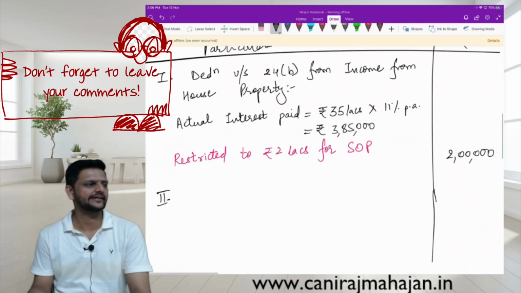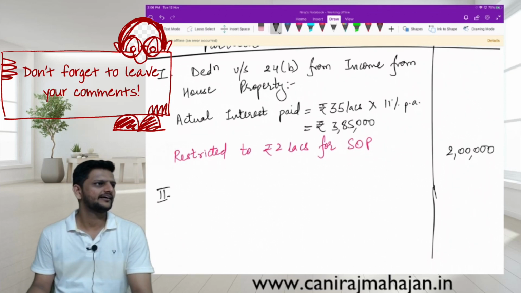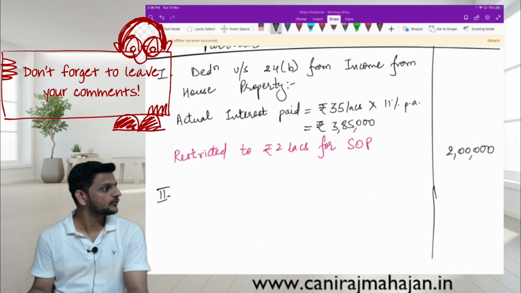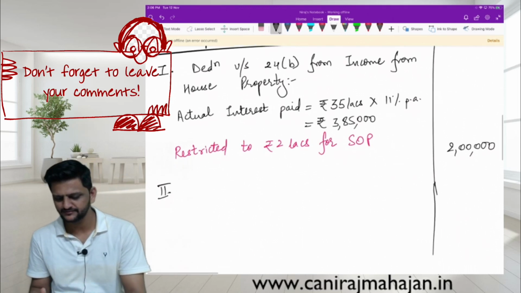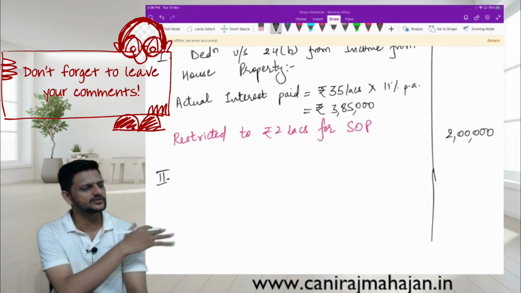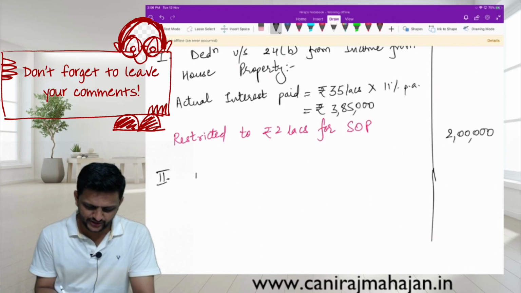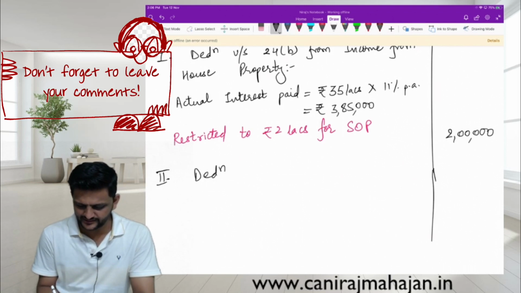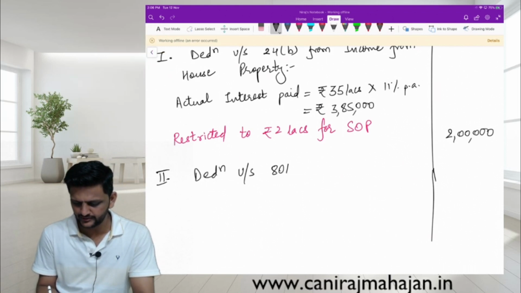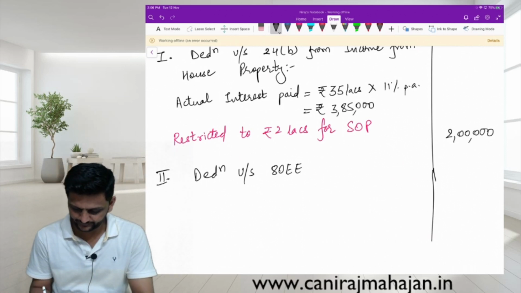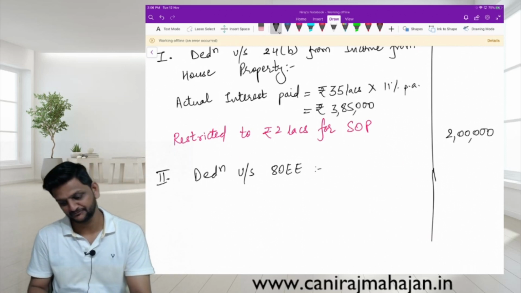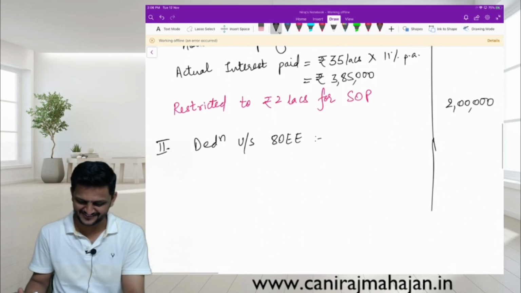Okay, next deduction we can claim is 80C. 80C is there but nothing paid. Yes. We'll just mention as notes later. Deduction later on I said, no? Under section 80EE. Yes. From chapter 6. Very smart.